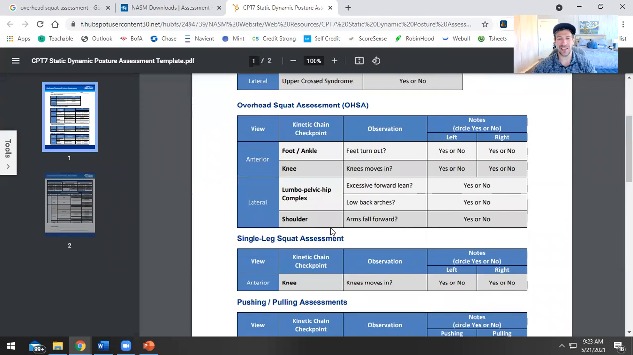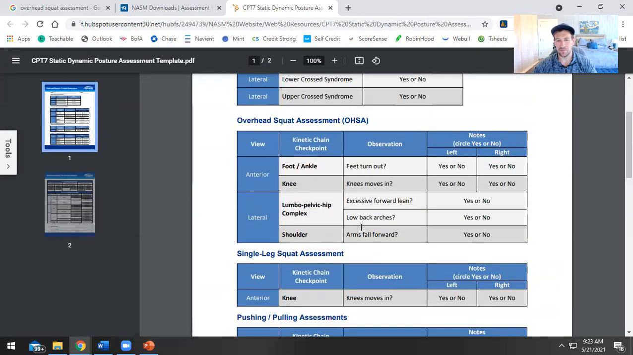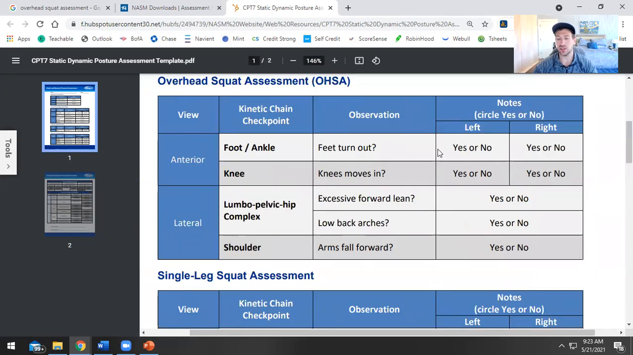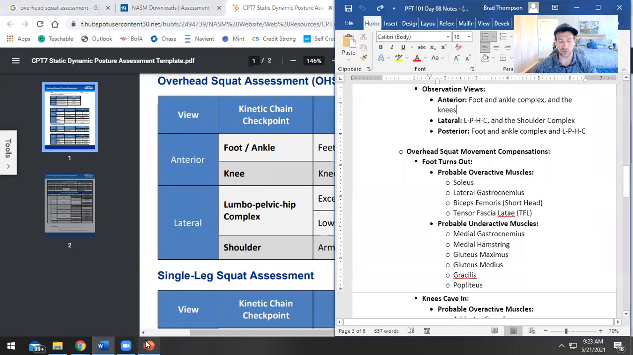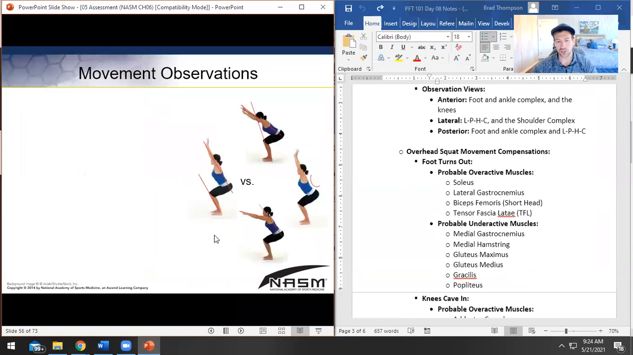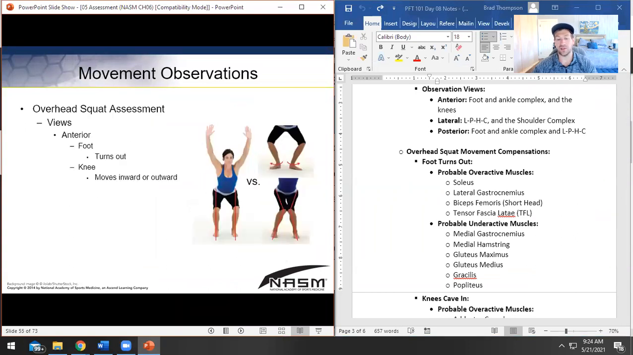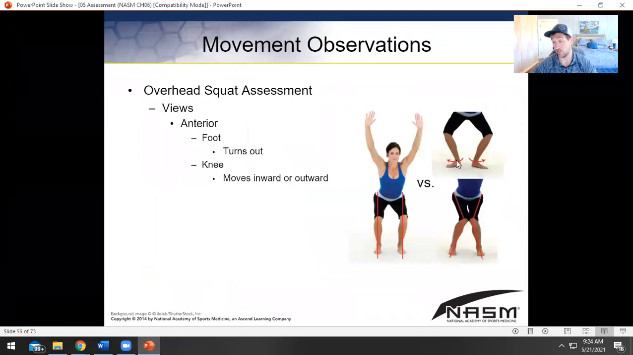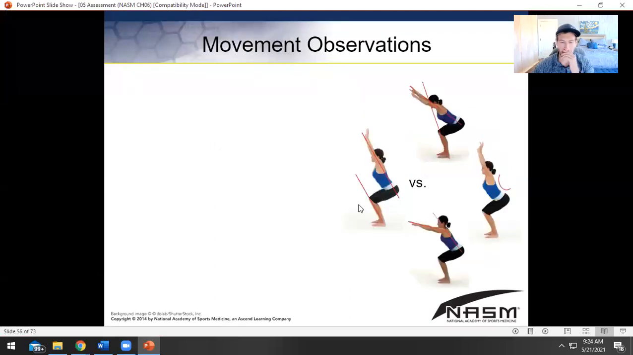So you can see here, if we take a look at the overhead squat, from the foot and ankle complex, we're going to ask ourselves, do our client's feet turn out? Yes or no, right? Do our client's knees cave in? Yes or no? That's going to be your anterior view. And by the way, this is what that looks like. This is an example of the feet turning out. That's a really extreme example. And then there's an example of the knees caving in, right?